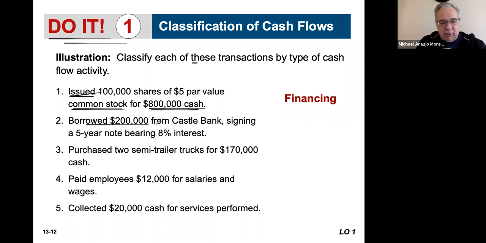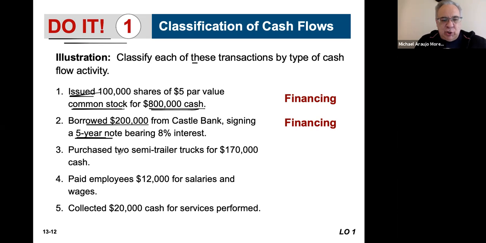Here they borrow $200,000 from a bank, signing a 5-year note. So this is borrowing money. A 5-year note is a long-term liability. So this is also going to be a financing activity.